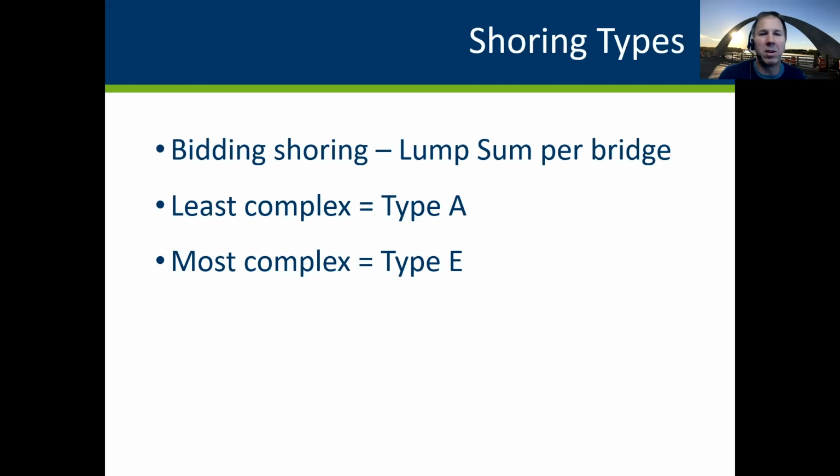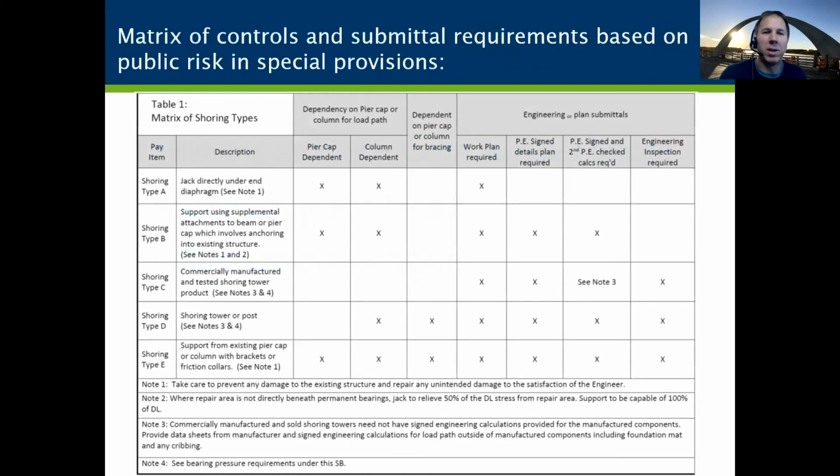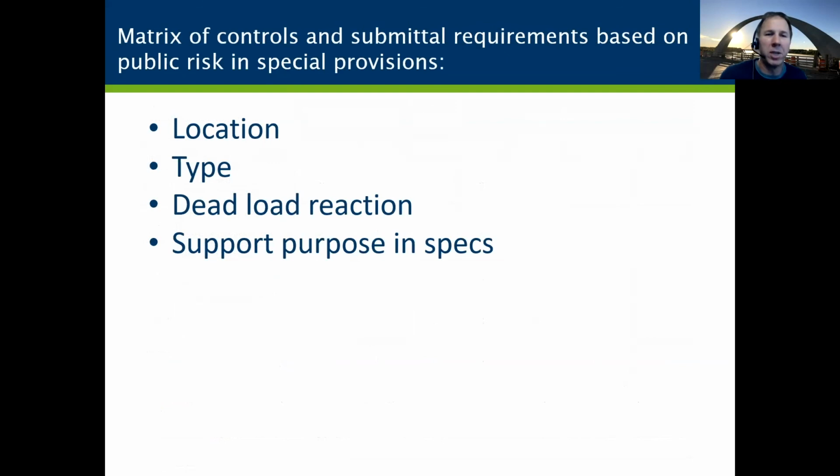So each beam gets identified, each beam end for where it needs support. And then there's a matrix for the submittal requirements associated with that shoring complexity. So shoring type A is the least complex to type E, which is pretty complex, so there are more submittal requirements. In the special provisions, if you have shoring on your job, you'll have the location, the type, the dead load reaction, and the support purpose. And that's key, because if we're repairing an element like a column or a pier cap, we don't want that shoring removed until it's repaired. It has to stay in place until the concrete strength has been achieved.